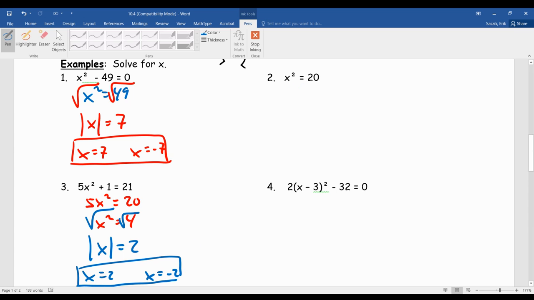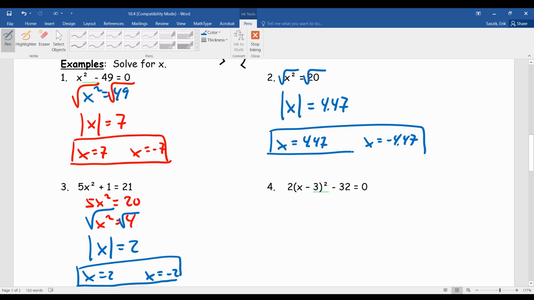Now here in this one that I skipped, x squared is actually already by itself, right? So we just take the square root of both sides. But what's the square root of 20? Not every square root's a perfect square. Not everyone's nice, right? So here you'd have to go to your calculator, and you would type in the square root of 20, and you're going to get this long decimal. Our default is going to be to round to the nearest hundredth. So you get 4.47. And now you just finish it like normal. Remove the bars, you get 4.47, and you get negative 4.47. So sometimes you're going to have to use your calculator.